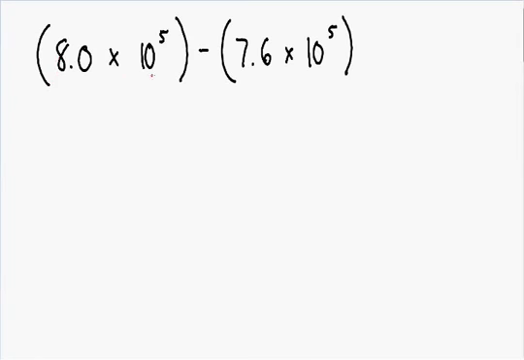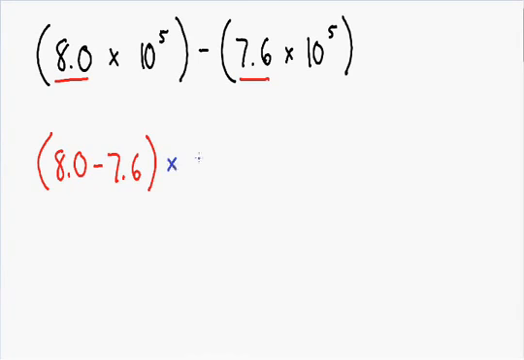So here we have 8.0 times 10 to the fifth minus 7.6 times 10 to the fifth. And notice how our powers of 10 are exactly the same. On the left and the right, they're both 10 to the fifth. So that allows us to subtract in scientific notation. And since we're subtracting, our first step is going to be subtract the constants. So we have a constant of 8.0 and another constant of 7.6. So we need to subtract these constants. We have 8.0 minus 7.6.